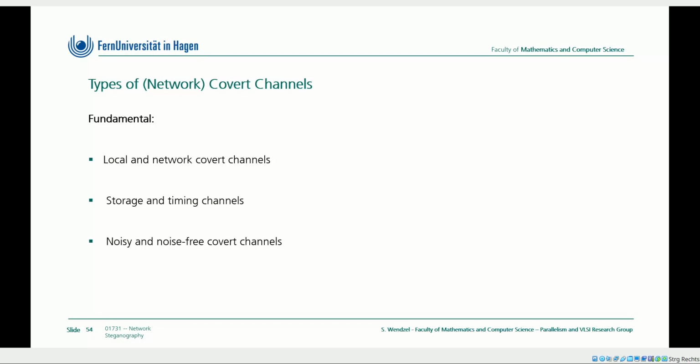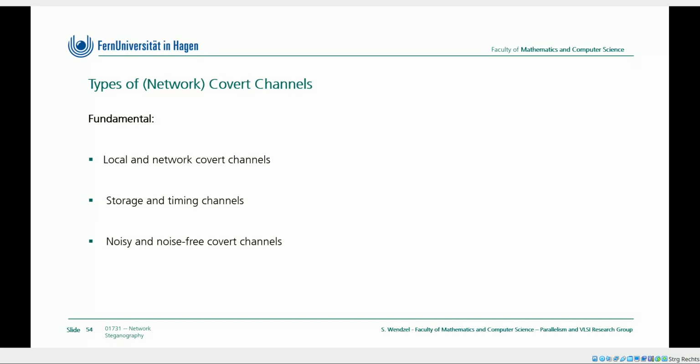There are storage and timing channels. I also talked about this, and in a network context, storage channels usually modify some protocol headers, but also sometimes padding fields, or increase protocol size, packet sizes, things like that, while timing channels modulate the temporal behavior of the network transmission. We have noisy and noise-free channels.